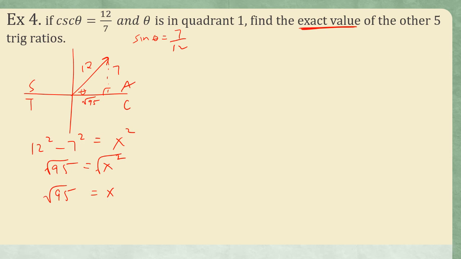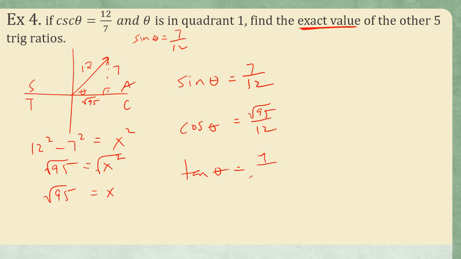So we want the exact value of the other 5. I've already done sine theta. It's just the flip, 7 over 12. Cos theta is adjacent over hypotenuse, so root 95 over 12. Tan theta, opposite over adjacent, 7 over root 95. Get rid of that root 95 in the denominator, 7 root 95 over 95. So that's 3. We need the other 2 to get to 5.